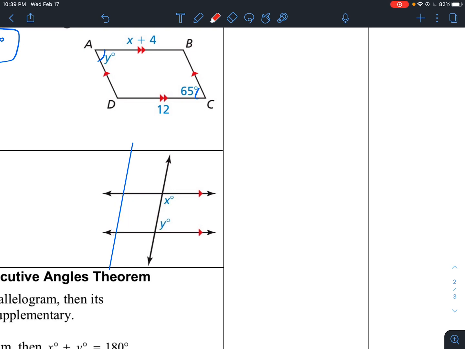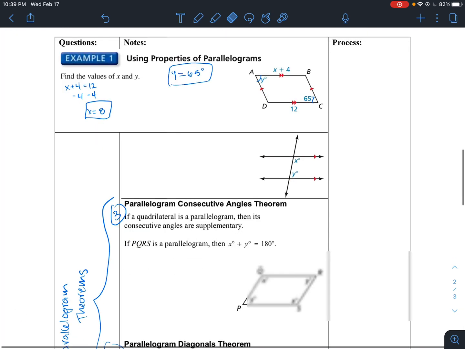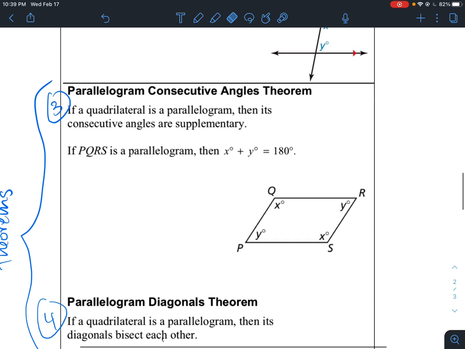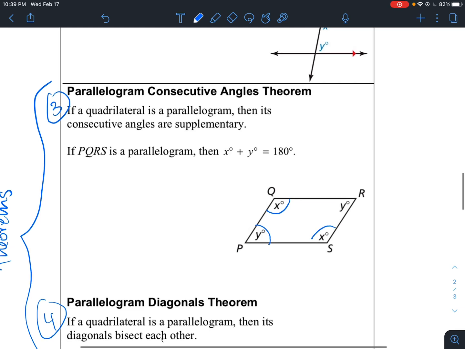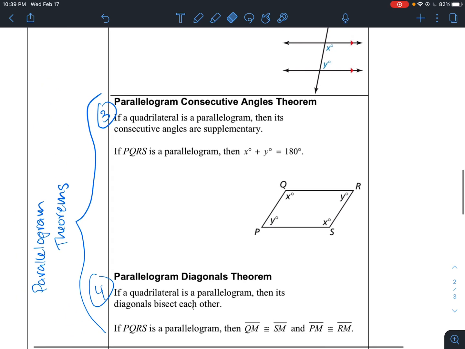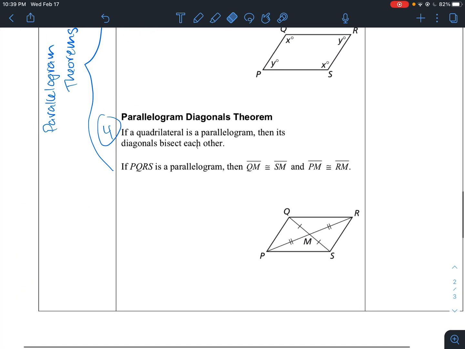So that means that the same side interior angles are supplementary. That's what this one states, that while the opposite angles are congruent, the same side angles are supplementary. So x plus y is equal to 180 degrees.